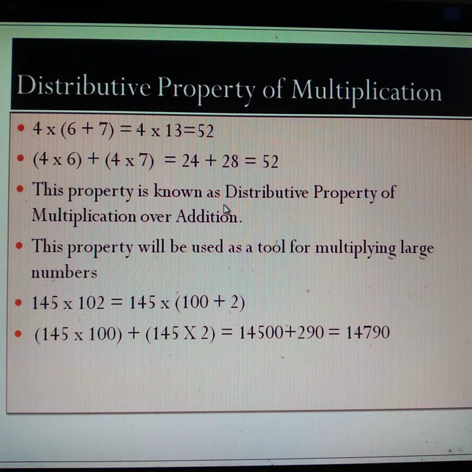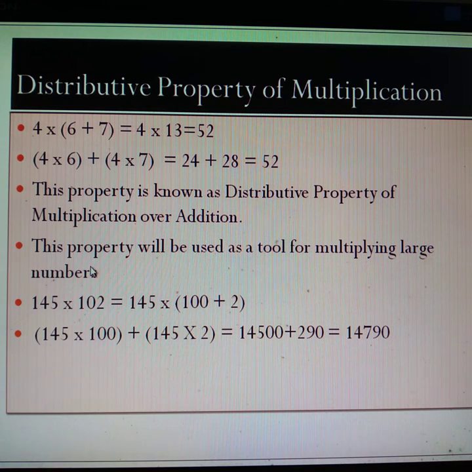This property is known as distributive property of multiplication over addition. If we solve by this method, 4 into (6 plus 7) equal to 4 into 6 plus 4 into 7, equal to 24 plus 28, is equal to 52. This property is known as distributive property of multiplication over addition.